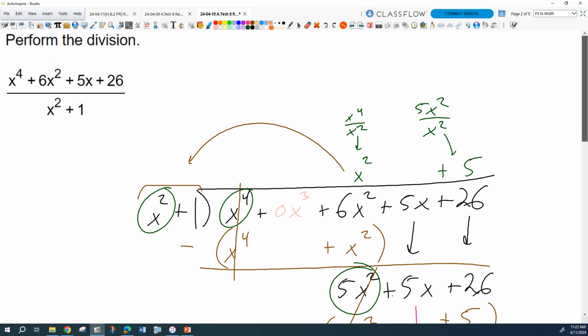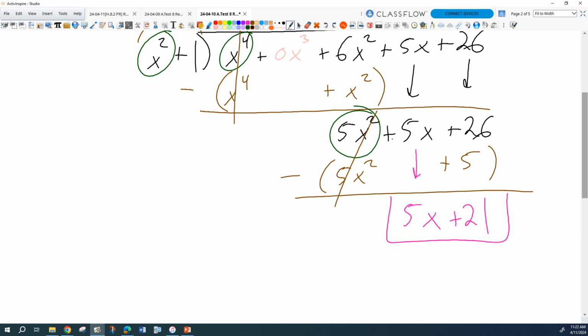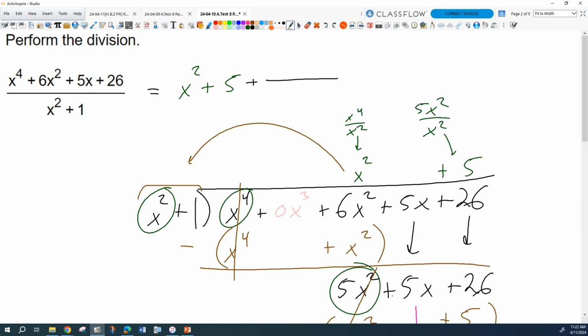And so now how do I write my answer? x squared plus 5, right? There's the polynomial part. So I get x squared plus 5. What about the fraction part? The remainder. The remainder is 5x plus 21. And what does that remain over? The original denominator, x squared plus 1. So there's my answer.